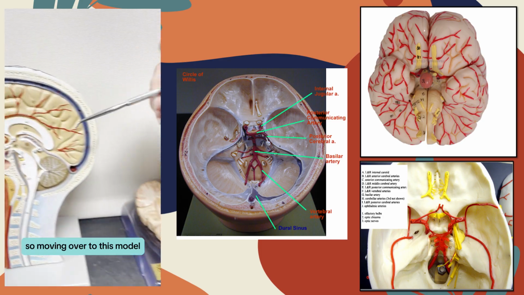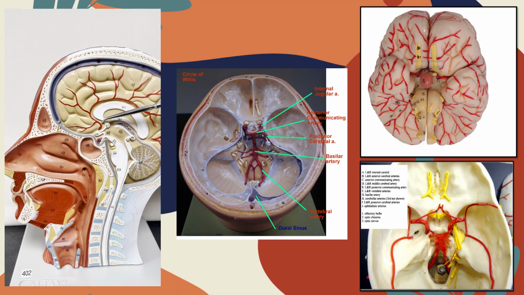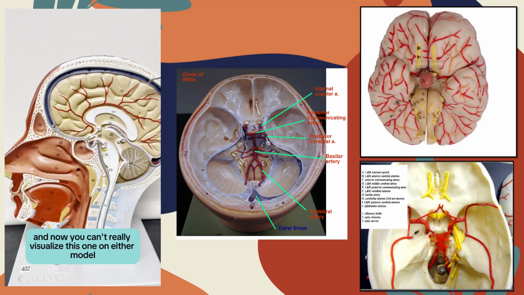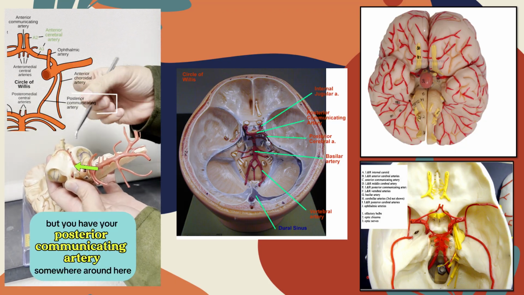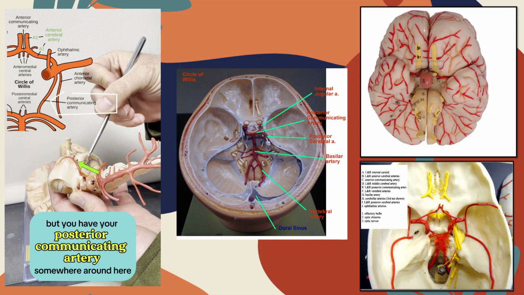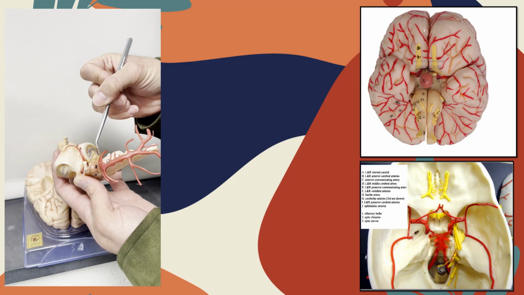So moving over to this model, you have your anterior communicating artery. And now you can't really visualize this one on either model, but you have your posterior communicating artery somewhere around here. That sort of connects into the posterior cerebral artery.